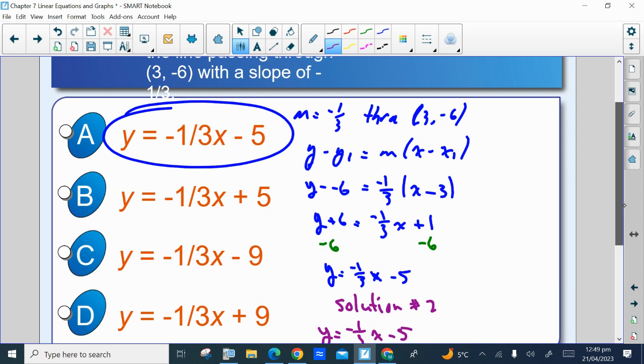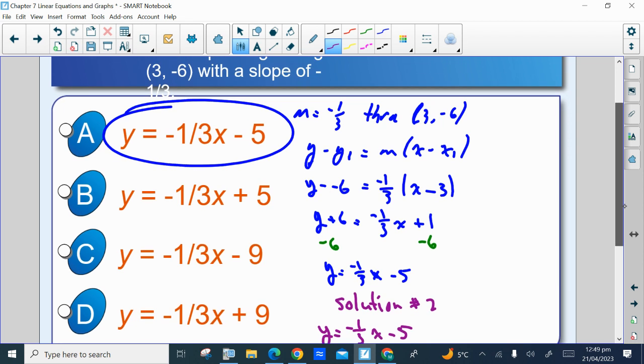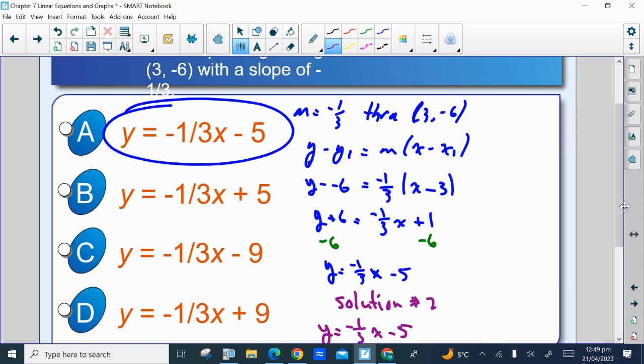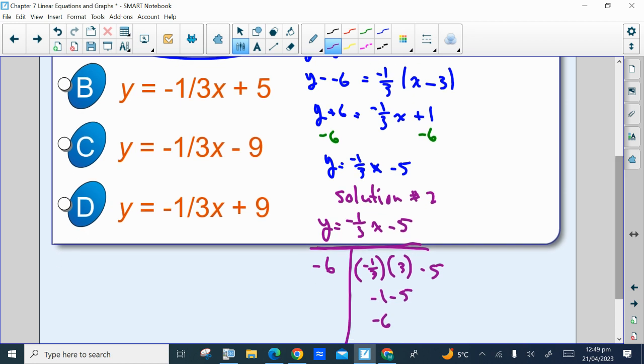Okay, so again, you could have done it just by checking each equation, and it just so happens that the first equation was the answer, so you'd only have to check that one equation.